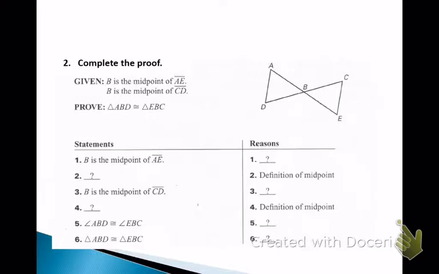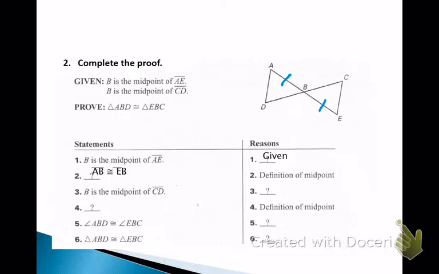B is the midpoint of AE. That's part of our given. So is B is the midpoint of CD, and so we could keep that in mind as well. So the first statement, B is the midpoint of AE, that's going to be given. All right, because B is the midpoint of AE, we know that AB is congruent to EB. That's by the definition of midpoint. So once we've set it in our proof, AB and EB are congruent, we can go mark it in our picture. Okay, good. We've got a set of parts marked congruent between our two triangles.